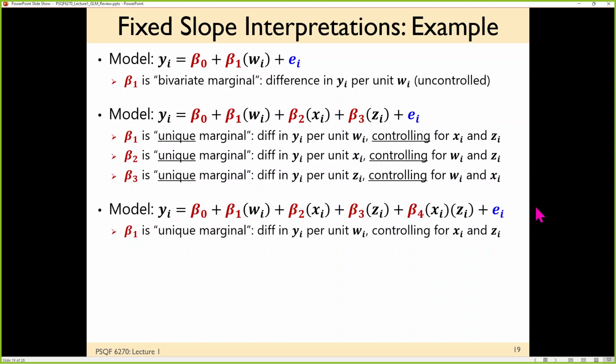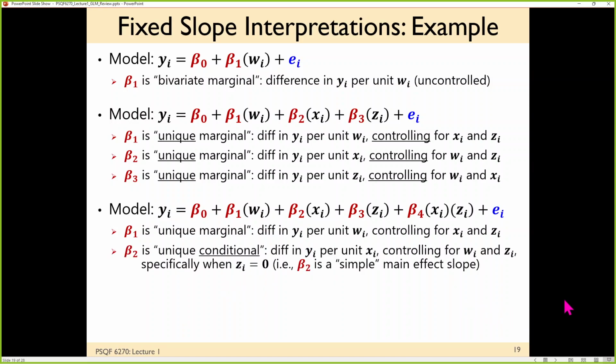Now, what about beta 2? Same or different interpretation? It has to be different. Beta 2 switches to be unique conditional because the model now has the effect of X in two places. So beta 2 can't just be the effect of X, period. It has to incorporate this new piece. So it is going to be a different number and a different interpretation.